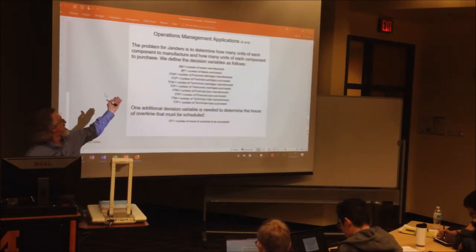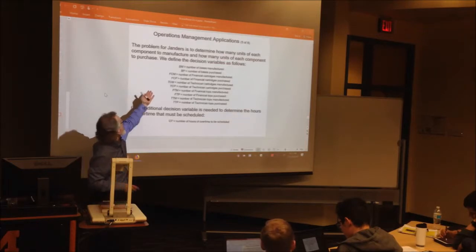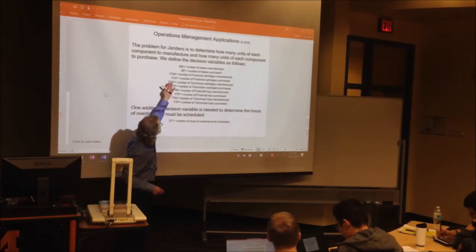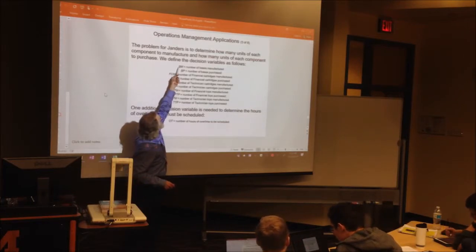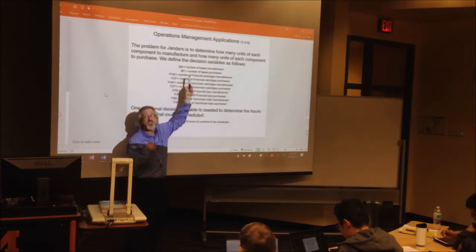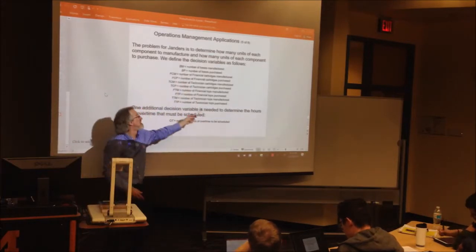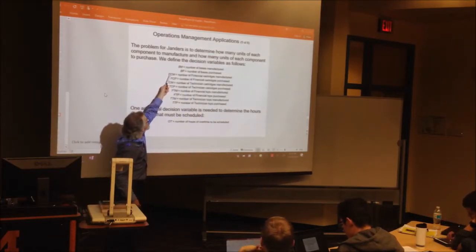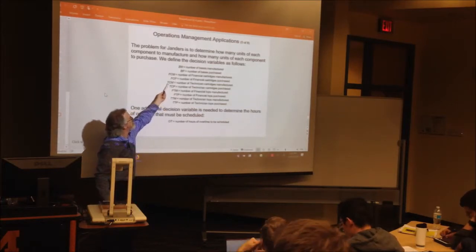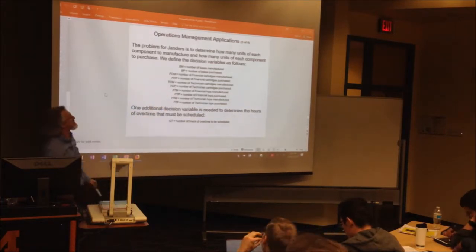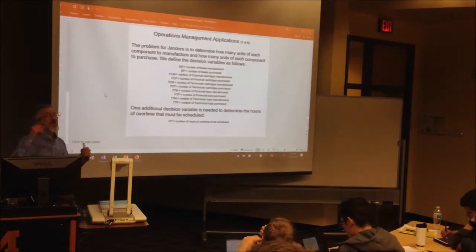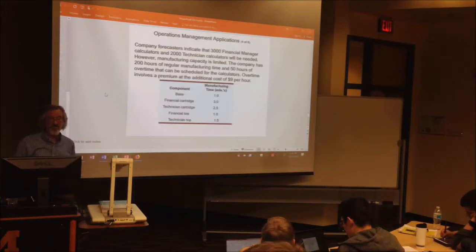We're going to have BM, BP, FCM, FCP, TCM, and so on. B is going to be bases. M means we're making it ourselves. P is we're purchasing it from our subcontractor. Here's the financial cartridges we're making, financial cartridges we're purchasing, technician cartridges we're making, technician cartridges we're purchasing, and so on and so on. There's our 10 variables. Now, let's go back to this.